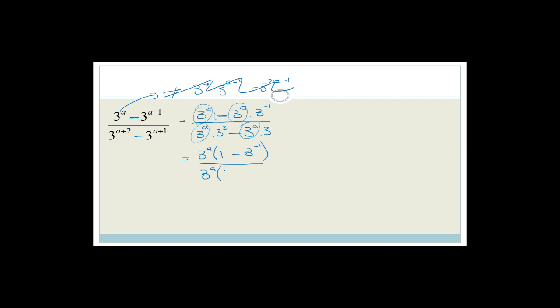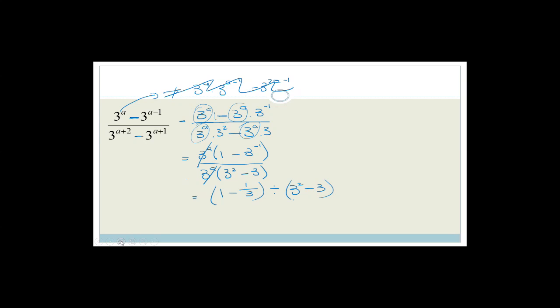And what are we left with? We're left with 3 squared minus 3. So we cancel these, right? Because 3 to the a divided by 3 to the a is just 1. Now this looks a little bit scary, but we can take it nice and slowly. We're going to do it in baby steps. I like saying baby steps. So it becomes 1 minus 1 third, all divided by 3 squared minus 3. Okay, that's what's happening here.